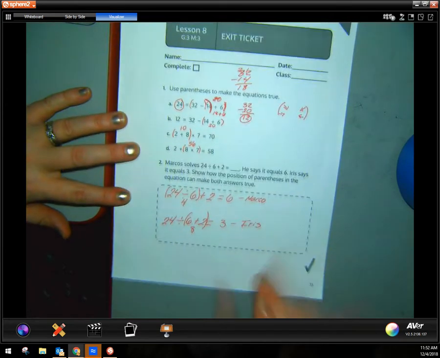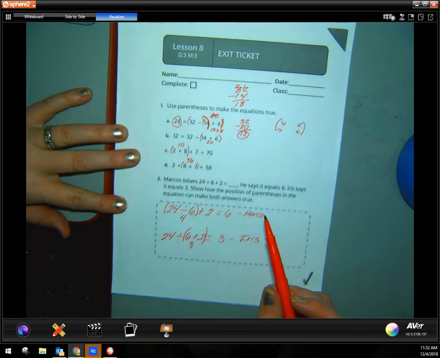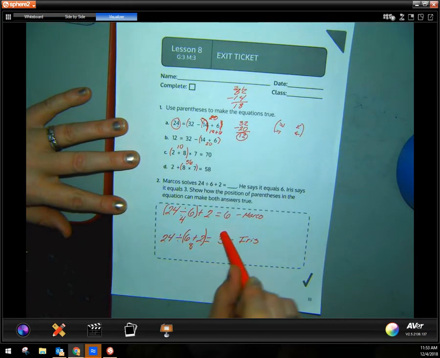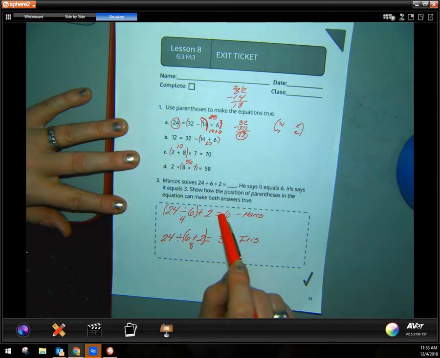So what I want you guys to do now is you're going to do the exit ticket on the computer. If you want to take this with you to help you, you can. When you're finished with this, it needs to go in your mailbox. So put this in your mailbox when you're done. You have to do the exit ticket for lesson 8 on the computer. Thank you.